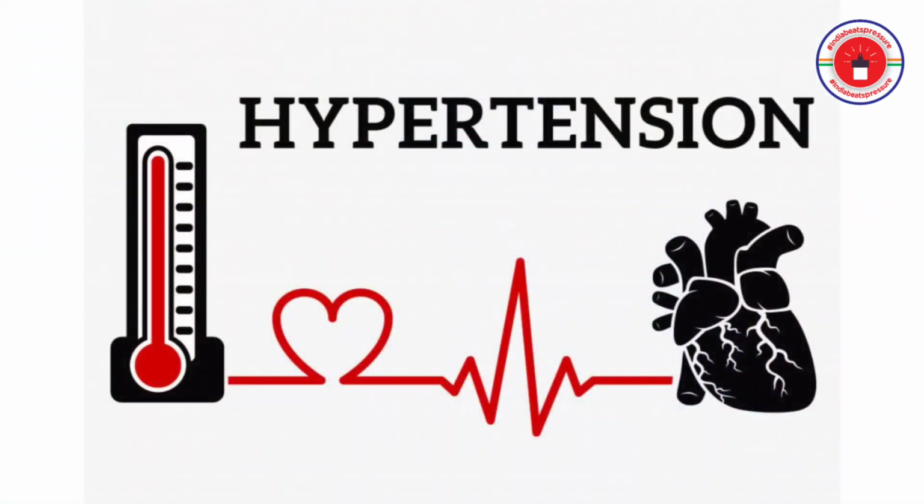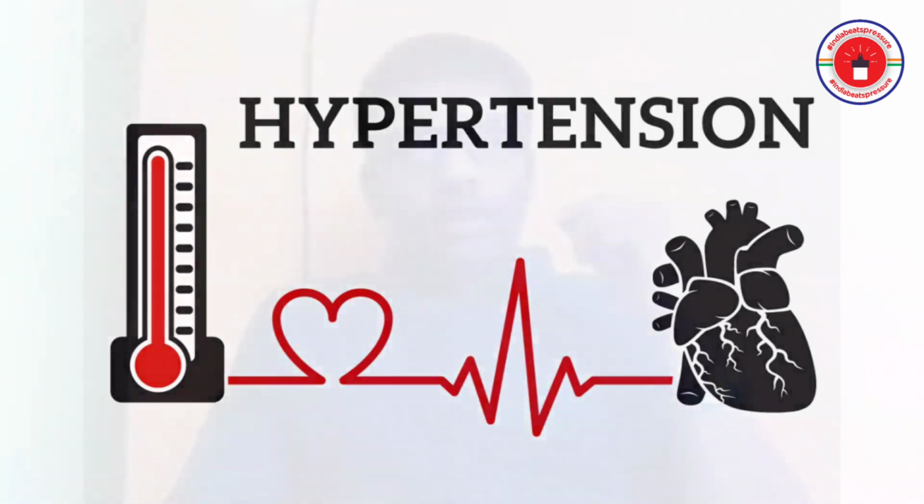Today we will talk about hypertension and how to prevent it. So let's first see what is blood pressure. When the heart contracts, it moves blood in the blood vessels and creates pressure against the walls of the blood vessels. It is known as blood pressure. And a persistent increase of blood pressure above the normal blood pressure is known as hypertension.